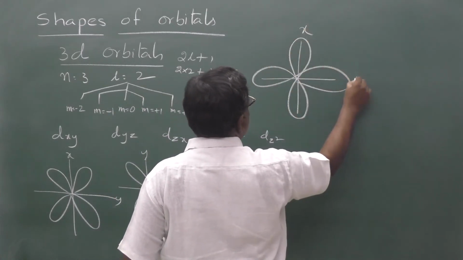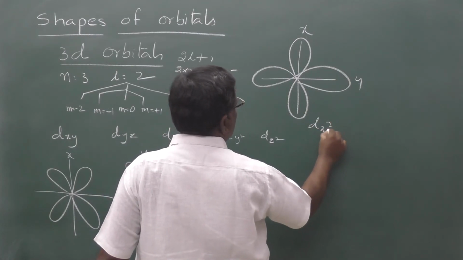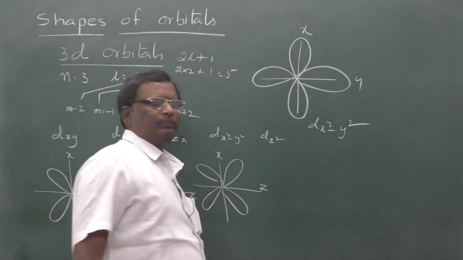And the other 2 are, if 4 lobes are oriented along x-axis and along y-axis, this is x-axis and this is y-axis, these are said to be dx square y square orbital.